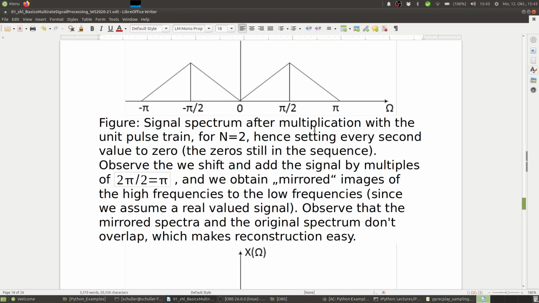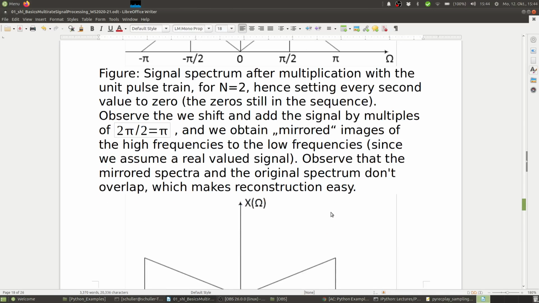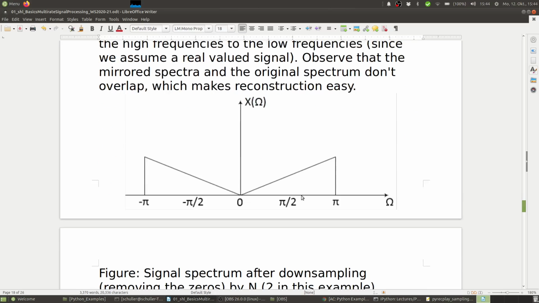So here we have the signal spectrum after multiplication with the unit pulse train for capital N equals 2, hence setting every second value to 0. The zeros are still in the sequence. Observe that we shift and add the signal by multiples of 2 pi over 2, in this case pi. So that's why this goes here. And we obtain mirrored images of the high frequencies in the low frequencies. In reality, this comes from the negative frequencies. Observe that the mirrored spectrum and the original spectrum don't overlap, which makes reconstruction easy.